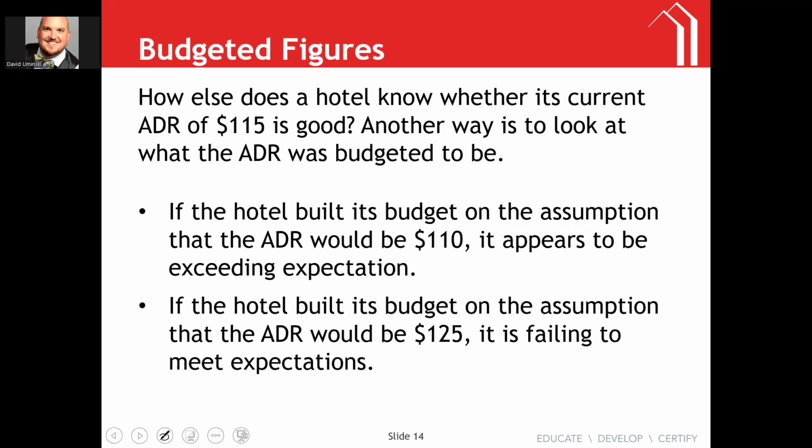If we look at that 115, is it good or not? Something we can look at is, what did we budget it to be? Did we budget our ADR to be 110? If so, we're in good shape. If we budgeted that our ADR would be 125, we're not in good shape yet. The beautiful thing is, if it's not the end of the year, we still have time to make up for it. If we wanted to average 125 and we're at 115, we have $10 to close that gap. What can we do? What's coming up for the rest of the year that we can maybe increase our ADR, maybe try to get a little bit more?